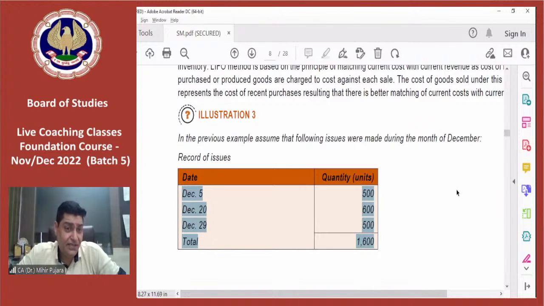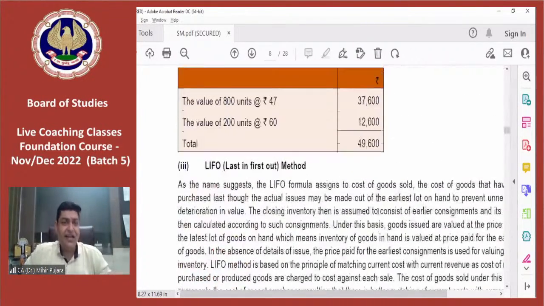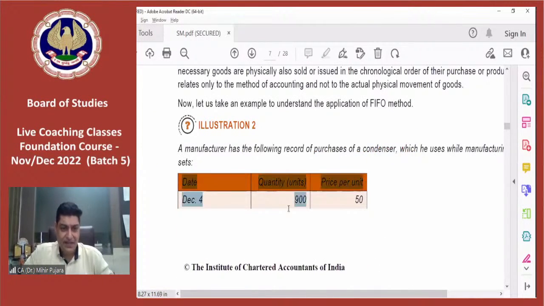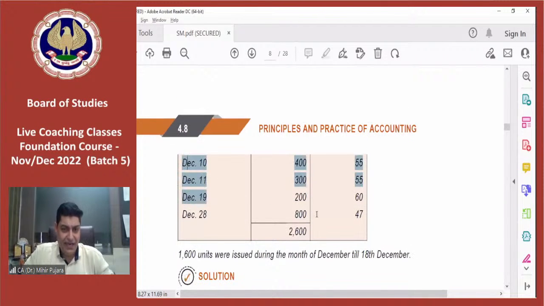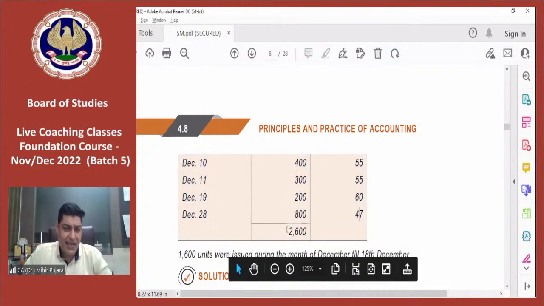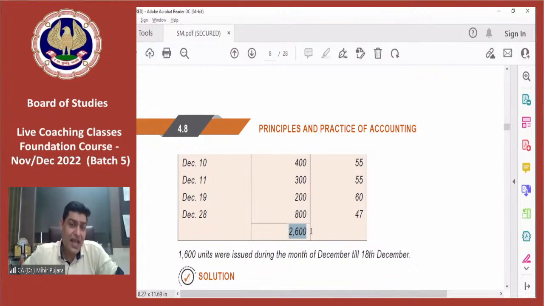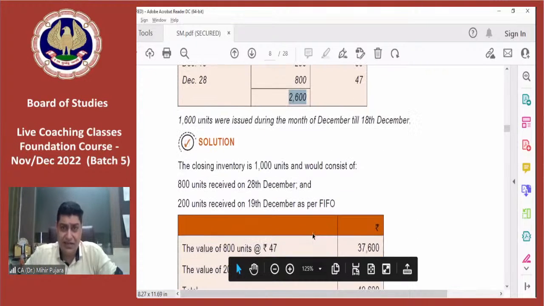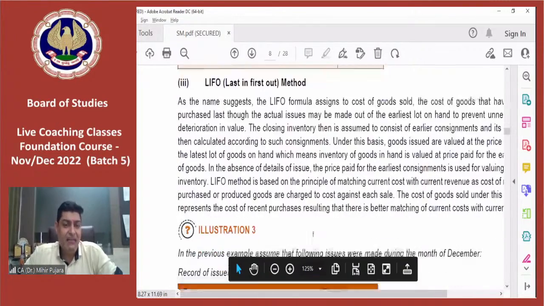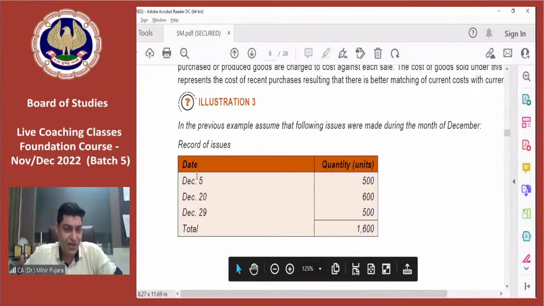And if I am given this date of issue, so guys, in totality, first I was given dates of purchases. This table is regarding dates of purchases. Understand the concept: I have purchased 2600 units on 5 different dates. Out of this 2600, I am issuing 1600 units on different dates.